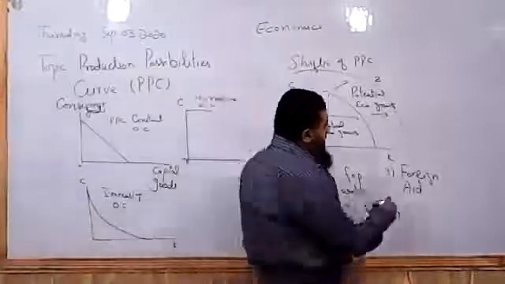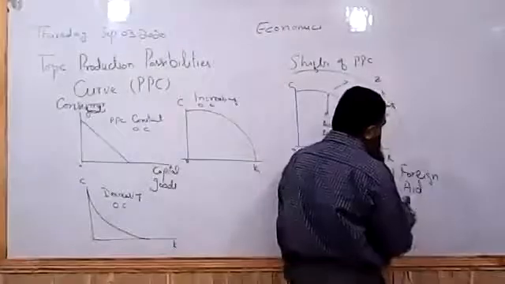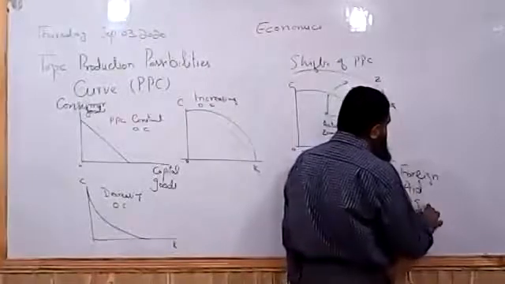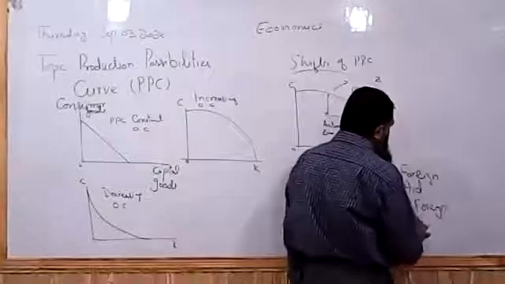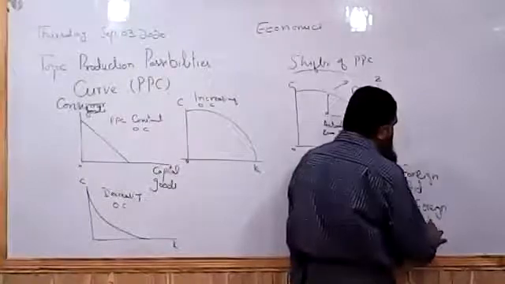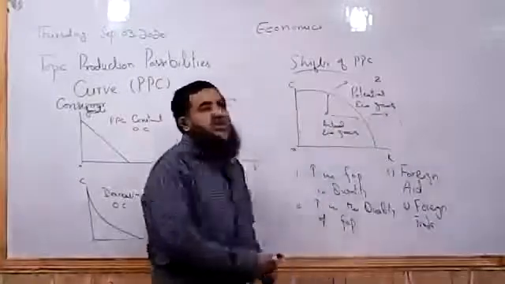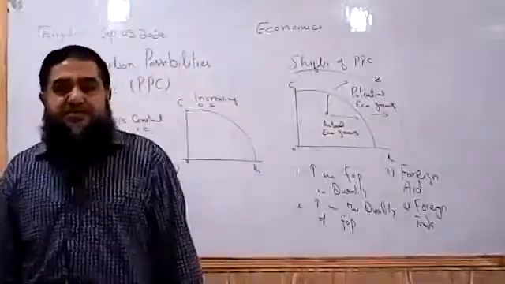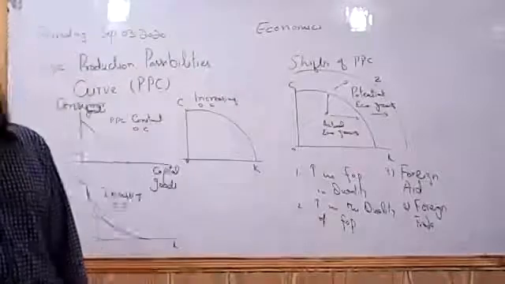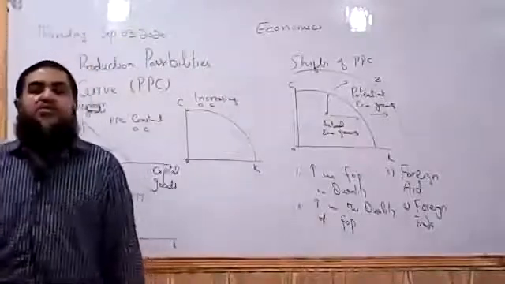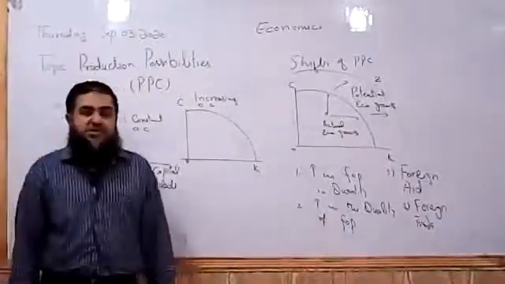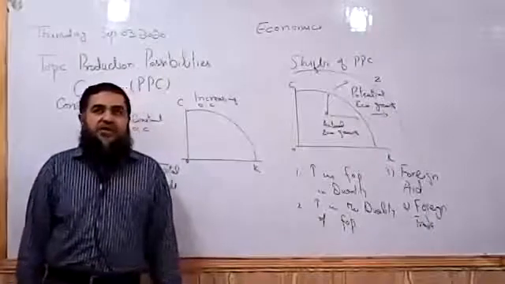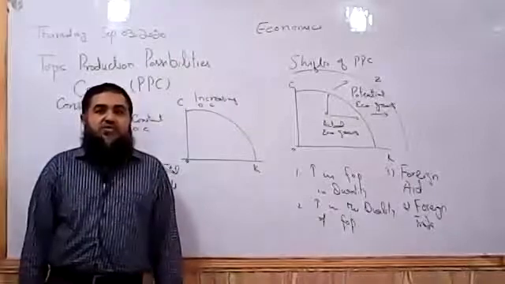Another factor which will cause increase in PPC, that is called foreign trade. Foreign trade means what? International trade. If we are trading with other countries, our possibilities of production and consumption both will be increasing. Now we are consuming and producing beyond our PPC because now we are buying those goods which are not produced over here in our country. So they could be imported.